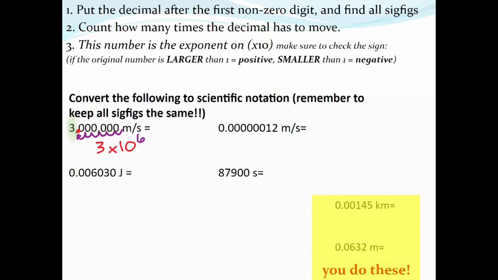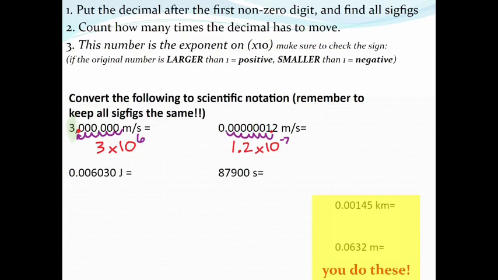With this next example, moving from left to right, the first non-zero digit is the 1. So 1.2, those two non-zero digits are only sig figs because leading zeros are never sig figs. So 1.2 is our base times 10, and then we need to count how many times this moved. 2, 3, 4, 5, 6, 7. But because this number is less than 1, it's a small number, that's going to be a negative 7 as our exponent.